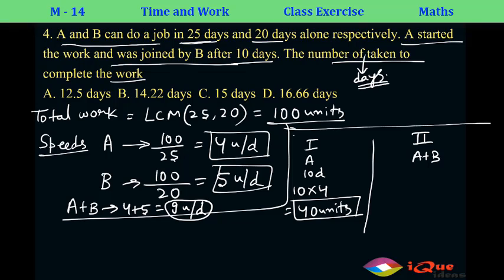So number of days taken to complete the work, you can calculate from here. What is the remaining work? So out of 100 units of work, already 40 units of work is done. So remaining work is 60 units. Alright. Now this 60 units has to be done by A and B together. So the time taken by A and B together for this 60 units will be equal to 60 divided by their combined speed, which is 9 days.